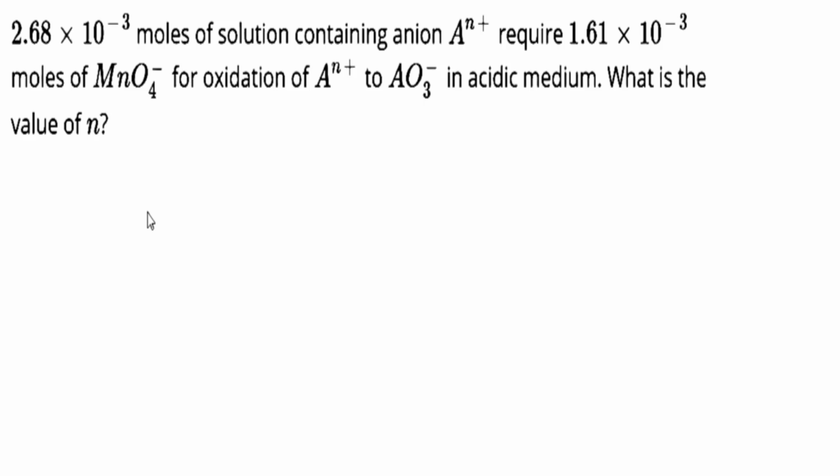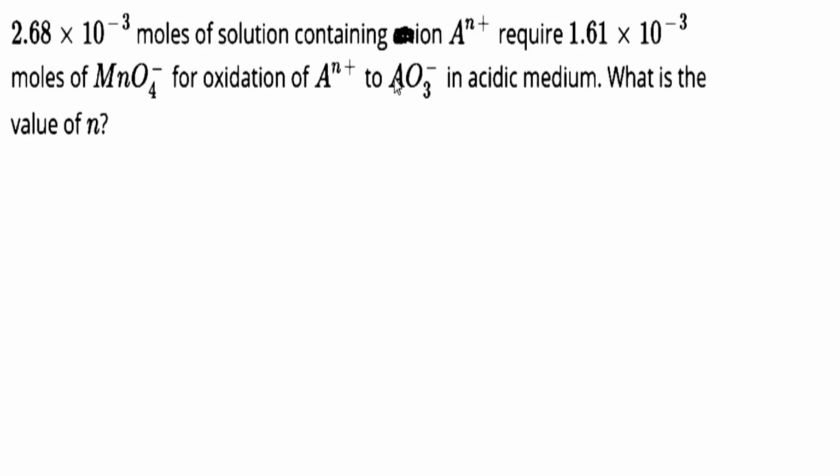The question is: 2.68 × 10^-3 moles of a solution containing an anion, basically an ion A^n+, require 1.61 × 10^-3 moles of MnO4^- for the oxidation of AO3^- in acidic medium. What is the value of n basically?